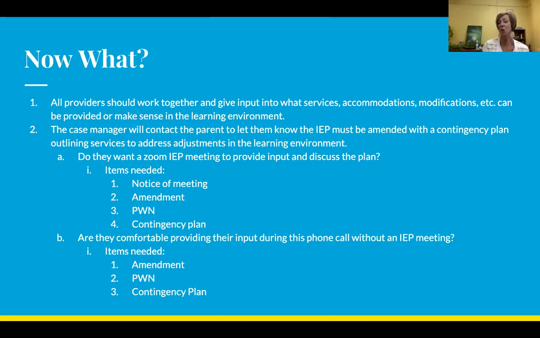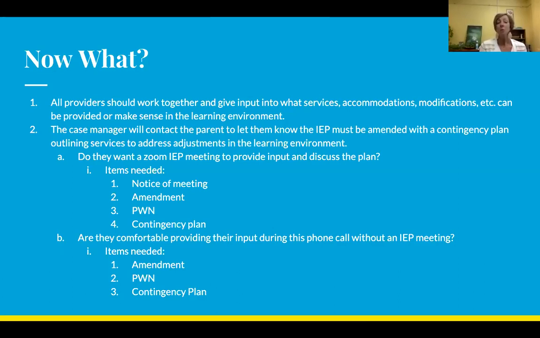Do they want a Zoom IEP meeting to provide input and discuss the plan? So do they want an amendment with a meeting? We always have to offer the parent an amendment with a meeting. The items needed if they want a meeting are a notice of meeting, which is a 10-day notice, but you can ask the parent if they will waive their right to the 10 days. Then you'll also need an amendment form, a prior written notice, and a contingency plan.